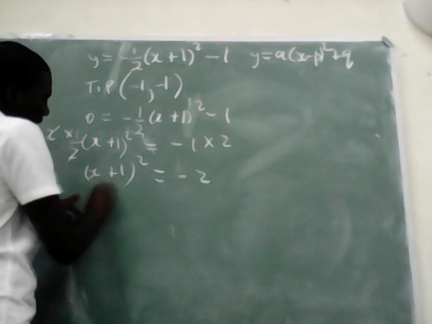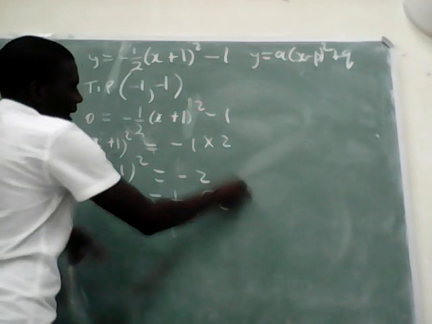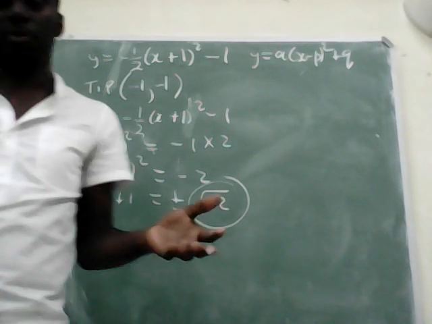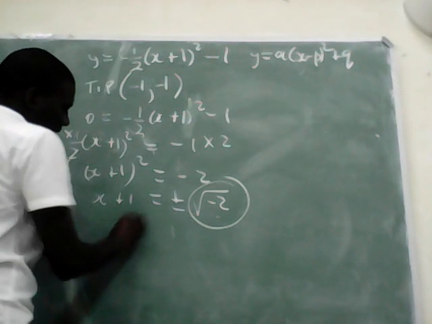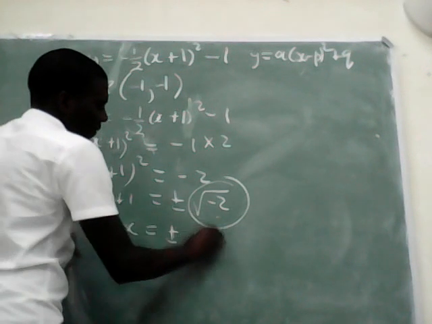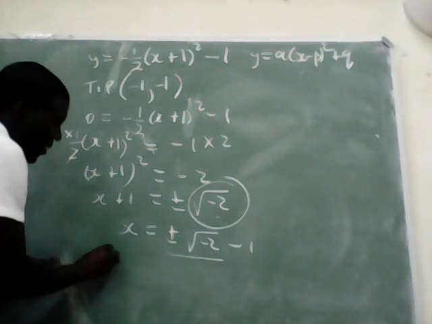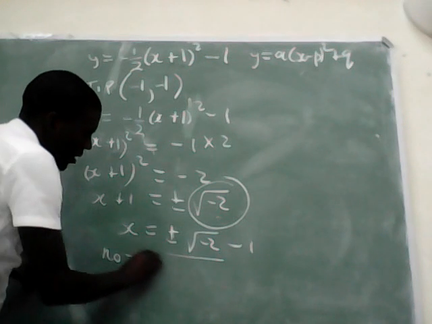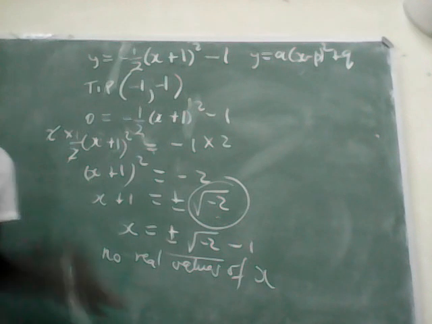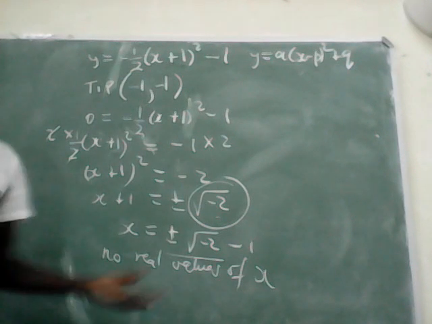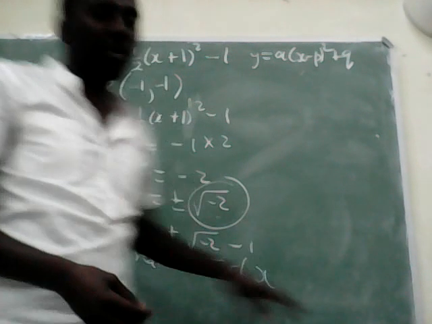Now I want to solve for x, that is x plus 1 is equal to plus or minus square root of minus 2. Immediately I encounter this, it's impossible to continue. We can't find the square root of a negative number. So we can't find the values of x. X will be plus or minus square root of minus 2, minus 1. We can't work out this. So we just write down there are no real values for x. So since there are no real values for x, there are no x-intercepts. That's the problem. We'll see how we're going to draw the graph if there are no x-intercepts.